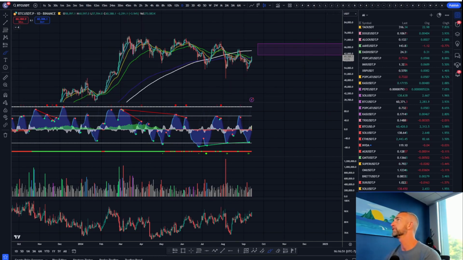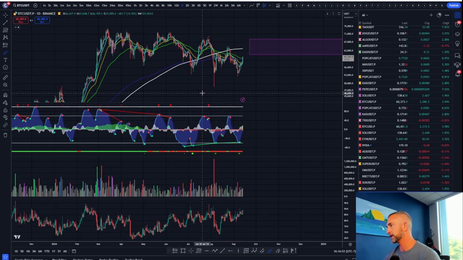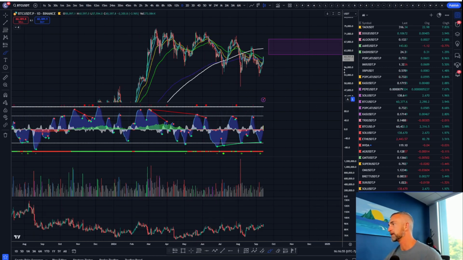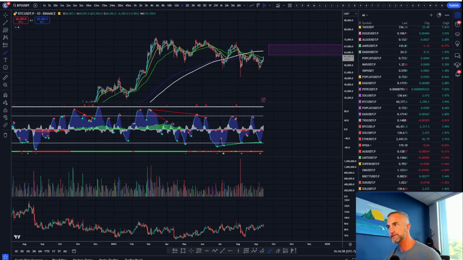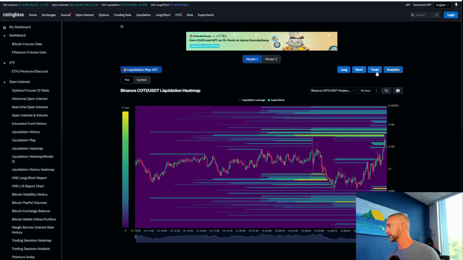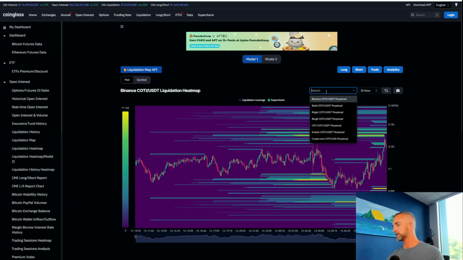I know the FOMO feeling is real, but there's plenty of time and plenty of trade setups out there. Make sure you check in with us next week as we will be taking a look at the liquidity for not only Mr. Coty, which had a massive run today, but Bitcoin.